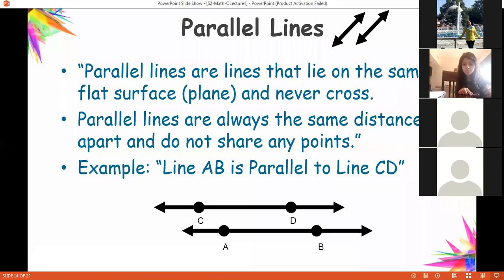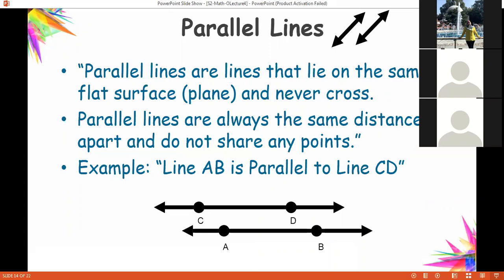Parallel lines, as you can see, are lines that lie on the same plane and they never cross. I want you all to look around you in the room. Can you see parallel lines? Yes. Where? The ceiling. Yes, very good. The ceiling. What else? Look at your phones or your iPads or your laptops. Can you see parallel lines? That's easy. Can you see perpendicular lines?